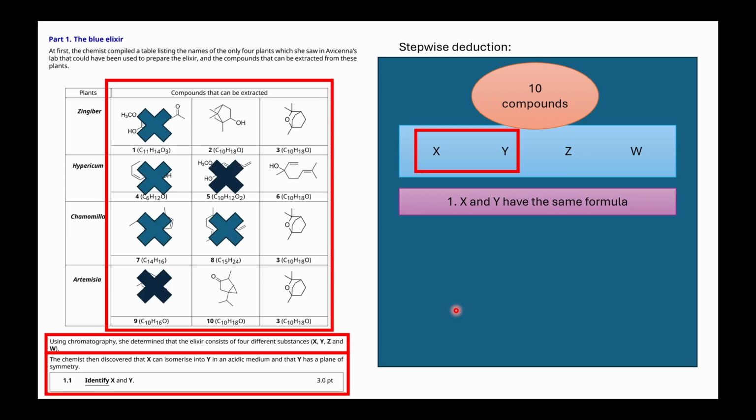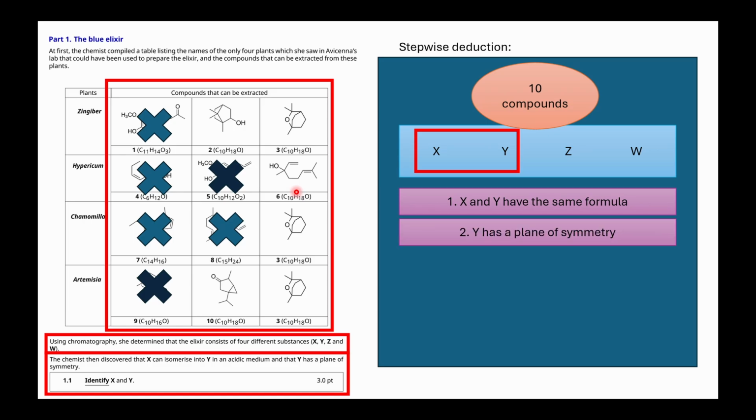The first piece of information basically allowed us to eliminate a lot of the options already, because we know X and Y come from these 10 compounds. So you cannot have 1, 4, 7, 8, which have different numbers of carbon atoms, so you can just eliminate those in a second. And after a closer look, you realize 5 and 9 don't have the same formula either, because they have different numbers of hydrogen and oxygen. So you can eliminate those 2.